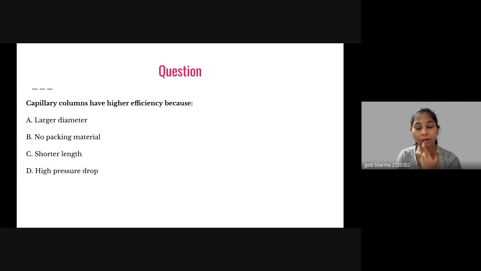So we have four options here. Why does a capillary column have higher efficiency? Larger diameter, no packing material, shorter length, or high pressure drop. What do you think? What should be the right answer?